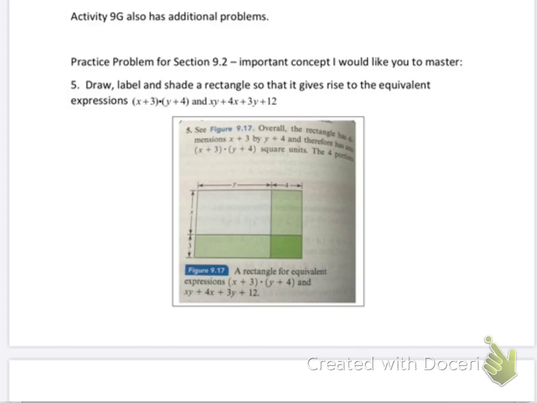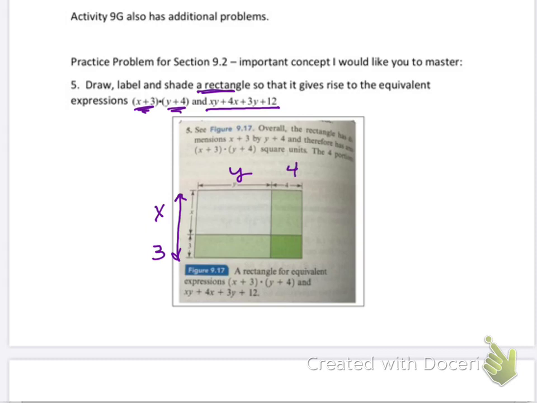So if they ask you, this is a practice problem, if they say draw, label, and shade a rectangle so that it gives rise to the equivalent expression of x plus 3 times y plus 4. Okay, so that's going to be equal to this if you expand that. So how can I express that as a rectangle? What you do is you take one side of your rectangle right here, and that is going to be x and a 3. Okay, the top is going to be y and a 4.